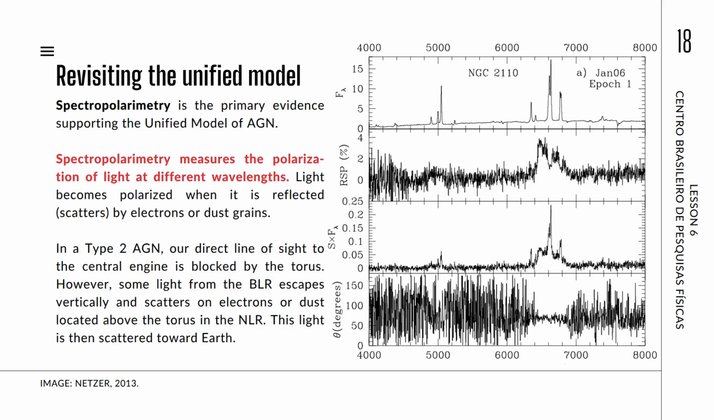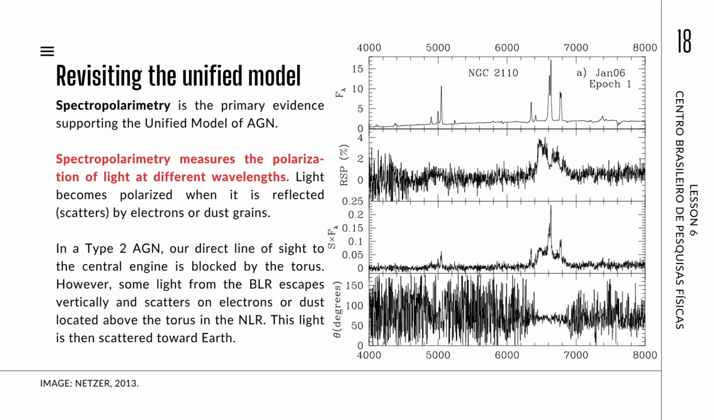Okay, this is the normal spectrum of the galaxy. This is the polarization intensity, here in percentage, so about 4% polarization. And this is the recovered spectropolarized spectrum. So you can see that where before we had only narrow lines, now we have these broad lines.